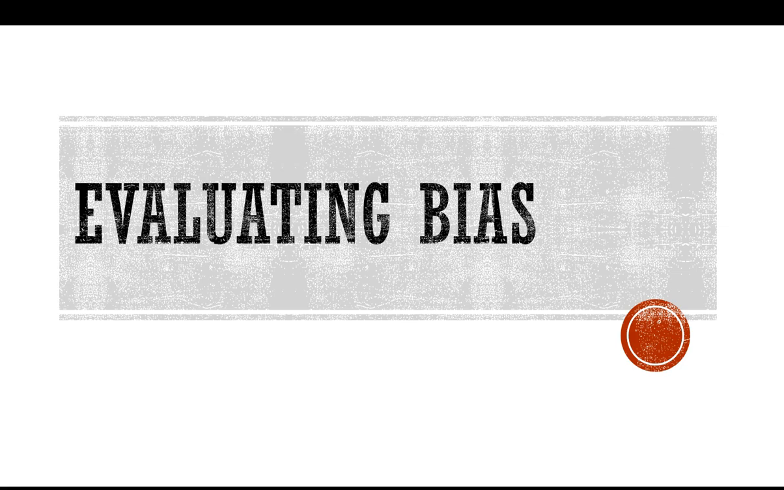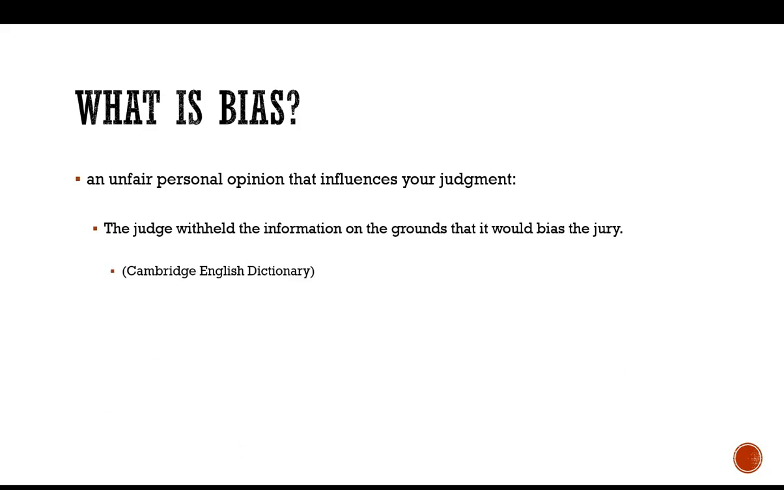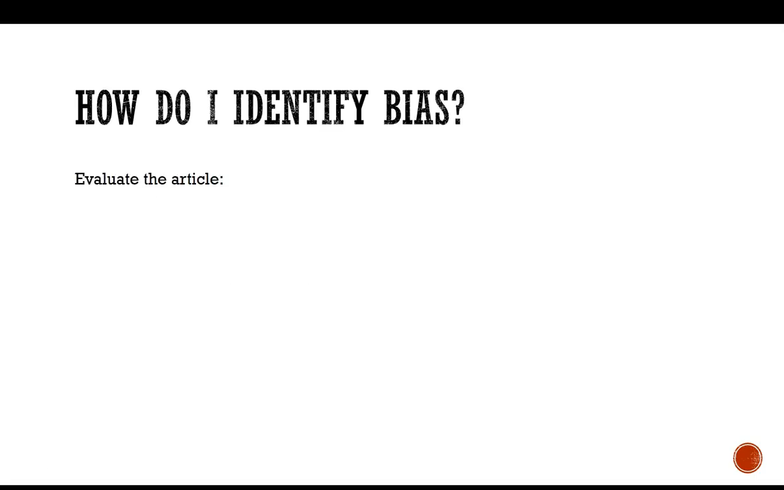Articles can also have bias toward a specific side of an issue. According to the Cambridge English Dictionary, bias is an unfair personal opinion that influences your judgment. For example, the judge withheld the information on the grounds that it would bias the jury. How do I identify bias?